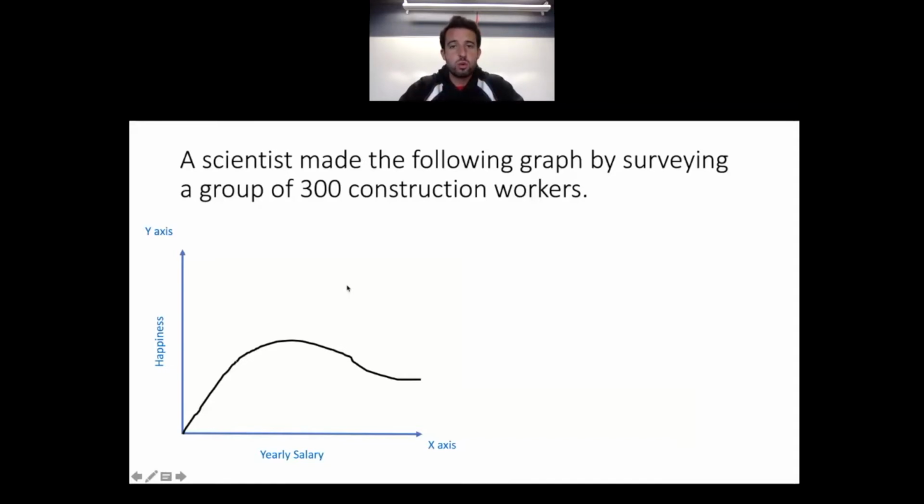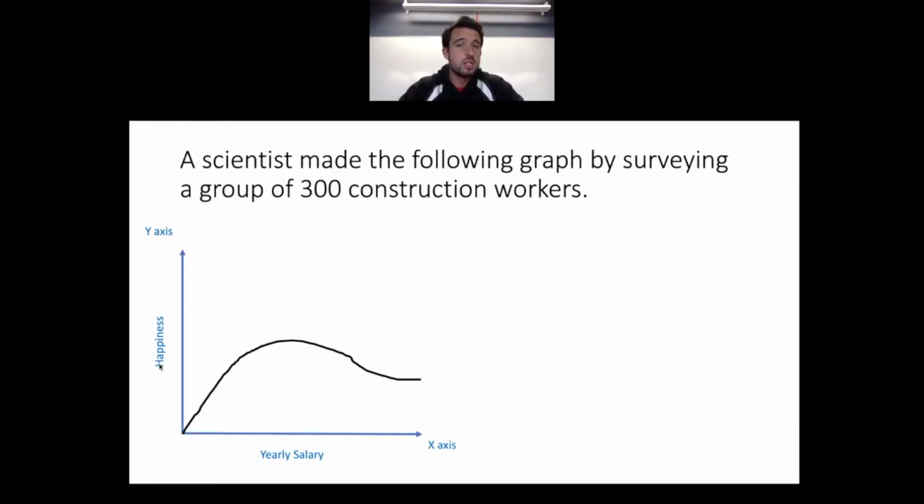So here's what I want you to take a look at. Take a look at the axes. Here's my x-axis over there, where I have yearly salary. Here's my y-axis, where I have happiness. So we're comparing a worker's salary to his overall happiness, kind of how that changes.